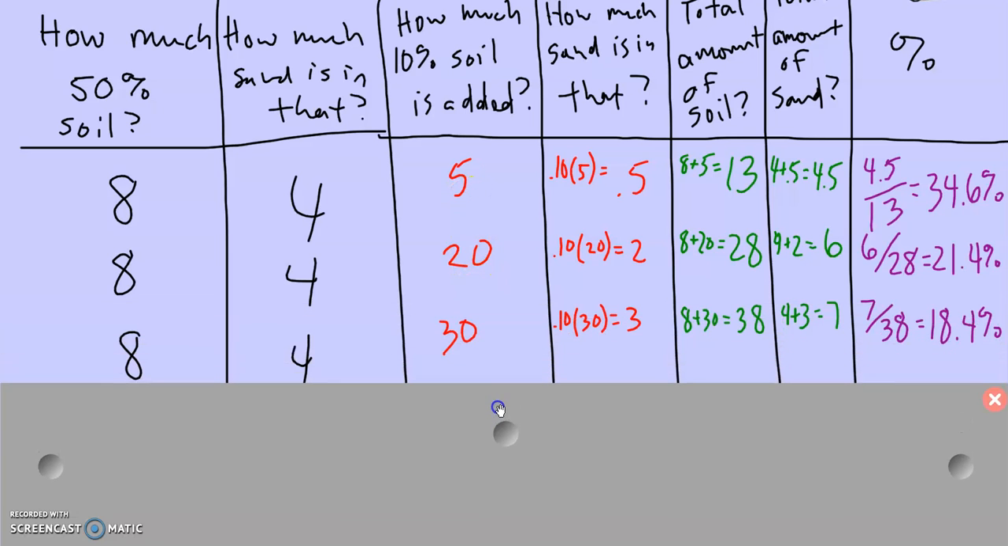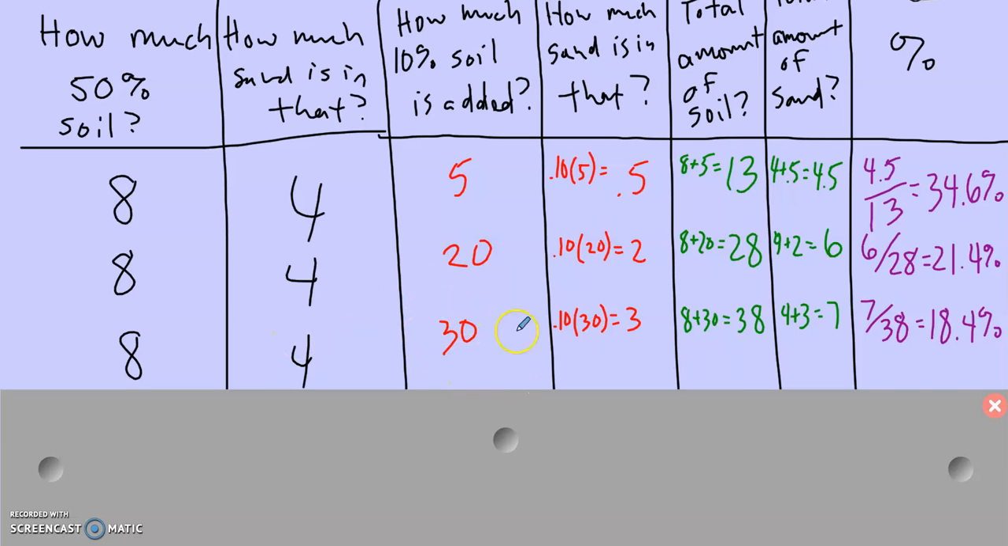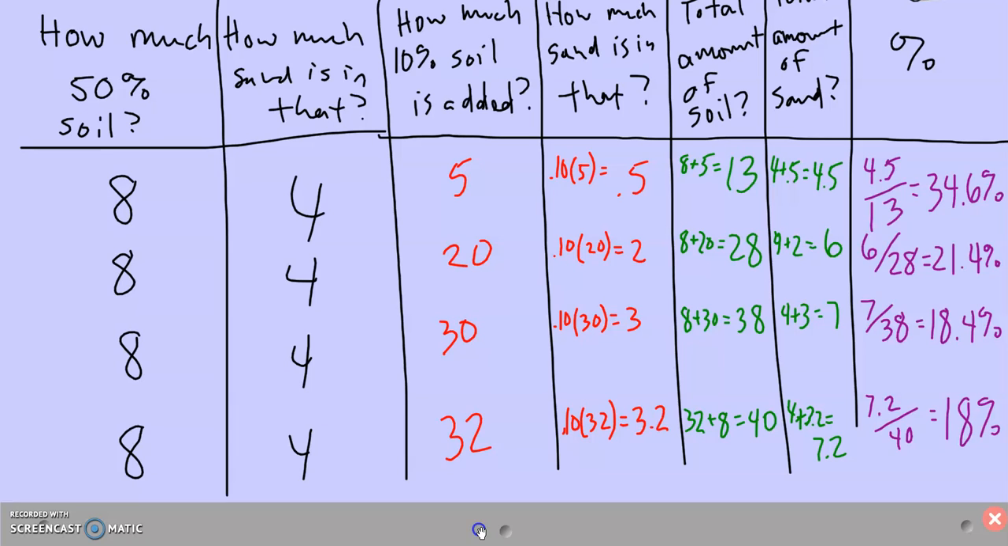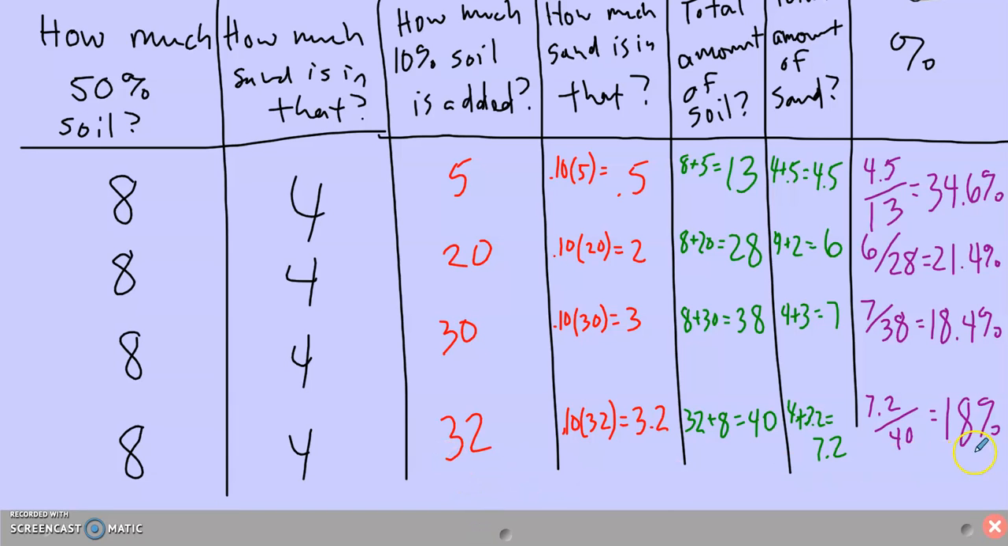So I'm going to go ahead and try 30 next. Again, these two numbers stay the same. I'm adding 30 cubic yards of 10% soil. 10% of 30 is 3. Then I add 8 plus 30 to get 38. 4 plus 3 to get 7. So it's 7 cubic yards of sand amongst that 38 cubic yards of soil. And 7 out of 38 is 18.4%. So close. I'm still a little bit over, so I do need to raise this a little bit. And oh my gosh, look at that. I guessed 32 and I was right on.